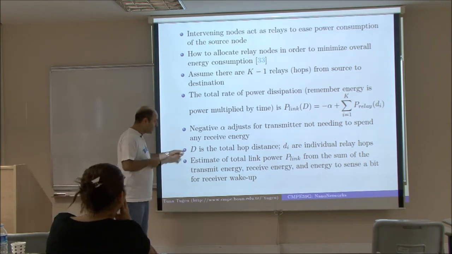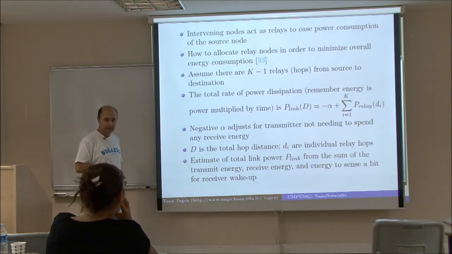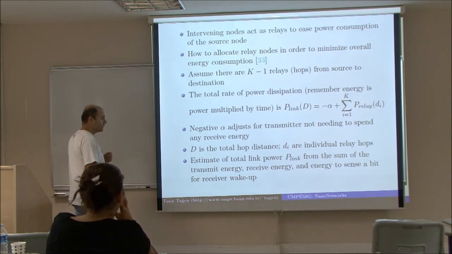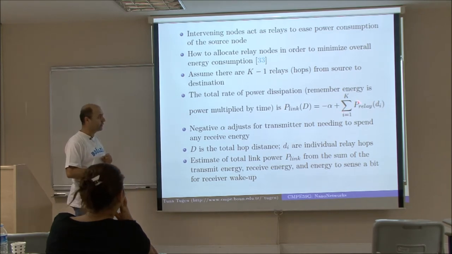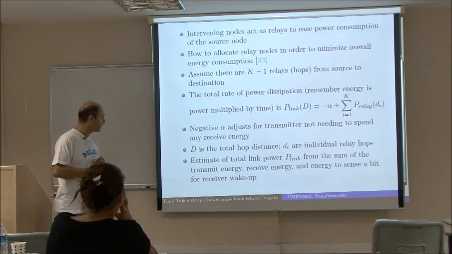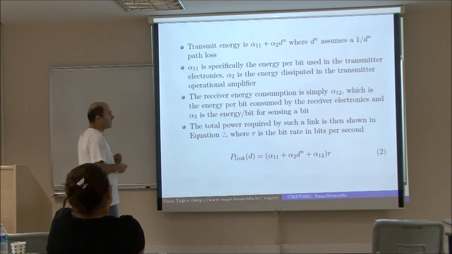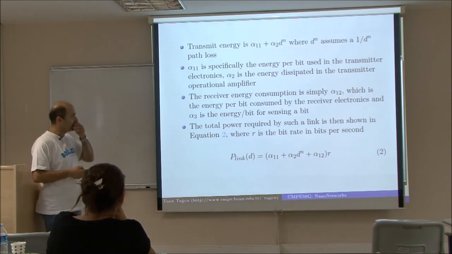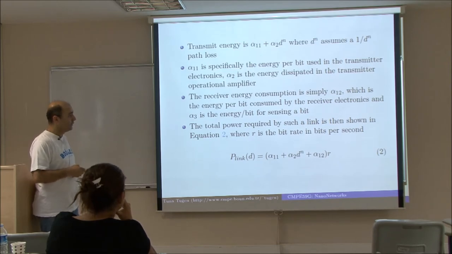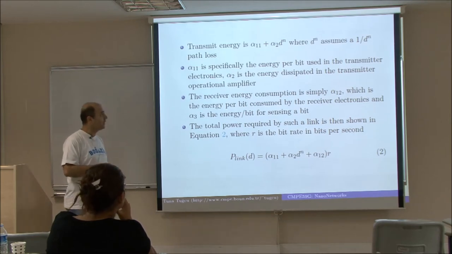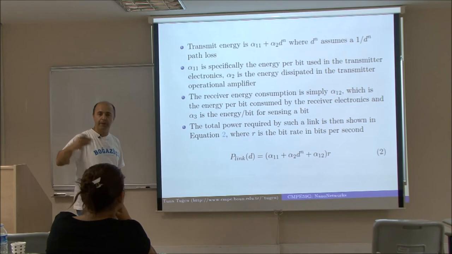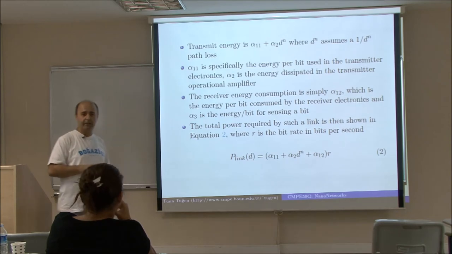So D will be the total hop distance, and d_i will be the individual link lengths. Okay? So we would like to transmit the overall power that would be required for D, and to do that we have to find these relay power consumptions. So the transmit power, if we consider a single link, would be alpha 11 plus alpha 2 times d to the n, where d to the n assumes a 1 over d^n path loss. It's subject to such a path loss, depending on the distance. Okay? The longer the distance, typically the higher the path loss will be.